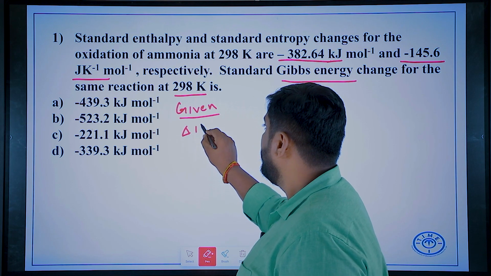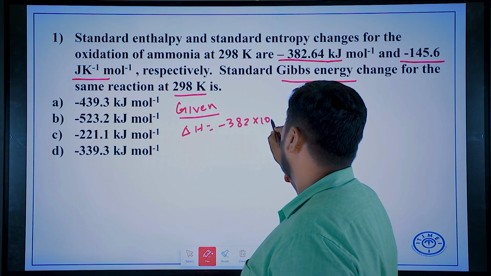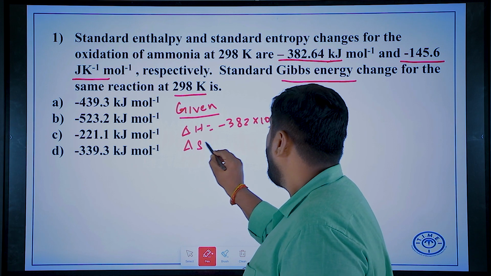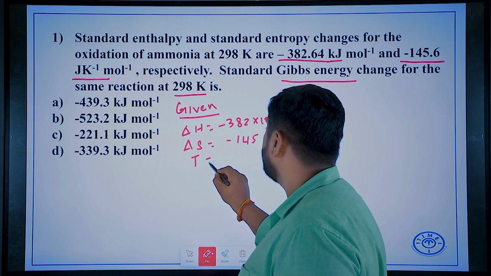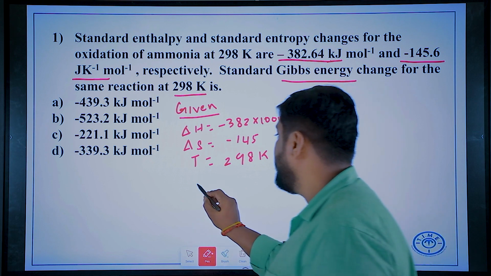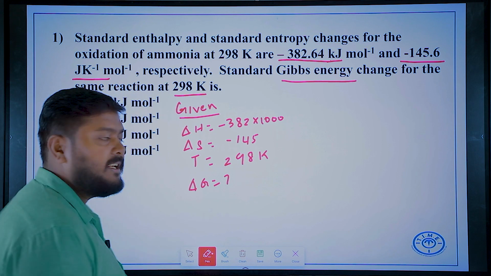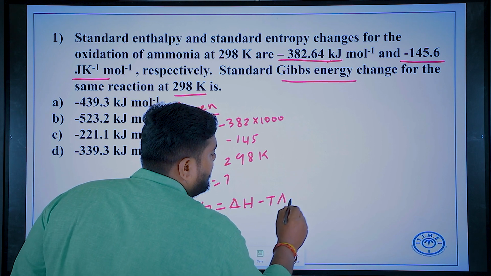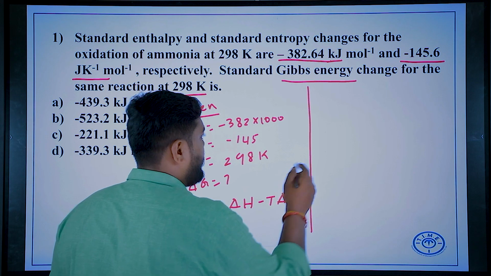Given del H is given as minus 382 kilojoules, so I am converting that to joules, right? And then del S is given as minus 145 joules, and temperature is given as 298 Kelvin, right? I am asked to find del G. What is your del G, right? So you know the formula for del G, which is equal to del H minus T del S, okay, right. I am going to substitute this.